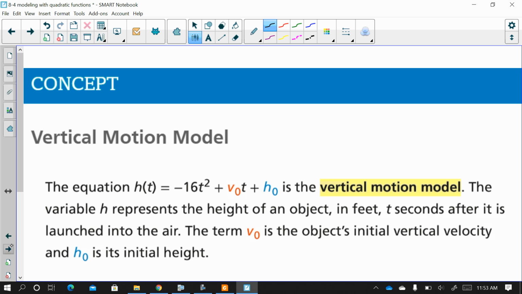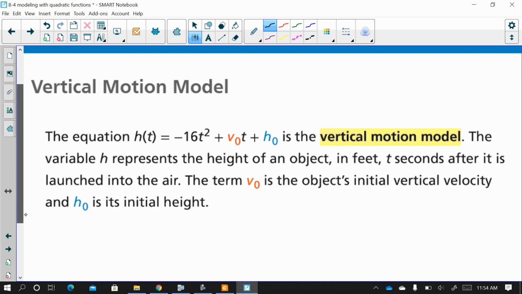Okay, h, just plain old h, is the height, in feet. t is time in seconds after it's launched in the air, because we always start at time 0. Doesn't make sense to have negative time. v naught, that v sub 0, we call it v naught. Naught, N-A-U-G-H-T, is an old-fashioned term for zero. Okay, v naught is the object's initial vertical velocity, and h naught is its initial height. So when I have v naught and h naught, it's right when we're starting.